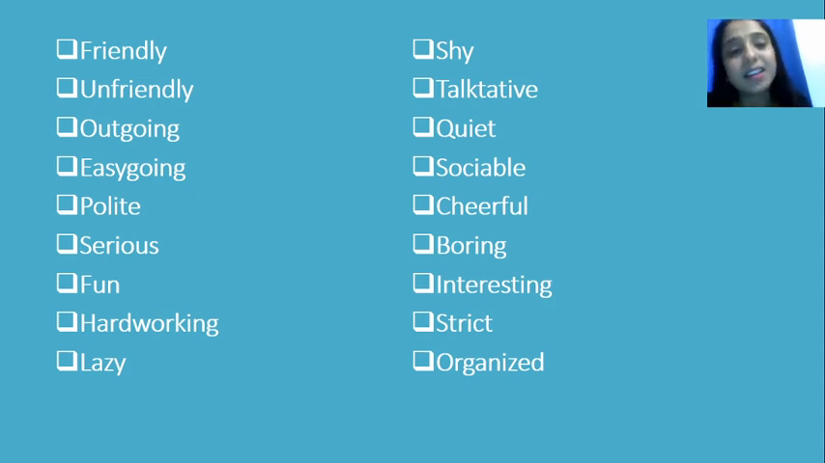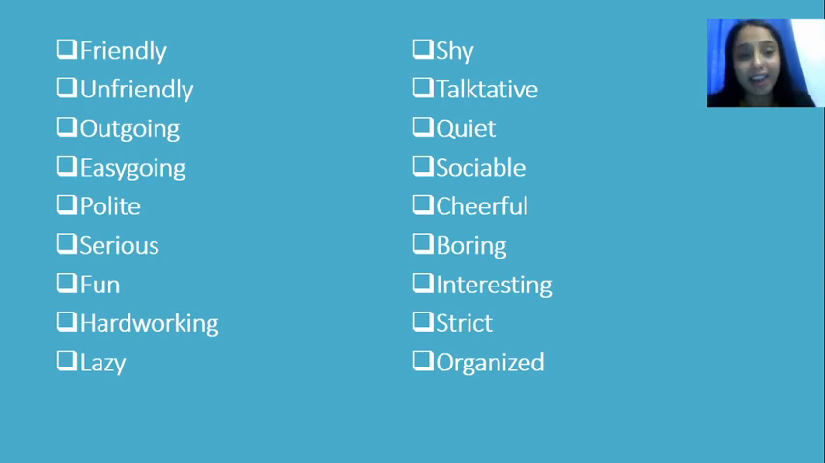Let's continue with the personality adjectives. So this is a list of personality adjectives. We have friendly, unfriendly, outgoing, easygoing, polite, serious, fun, hardworking, lazy, shy, talkative, quiet, sociable, cheerful, boring, interesting, strict, and organized. So let's see what are the meanings in Spanish of these personality adjectives.